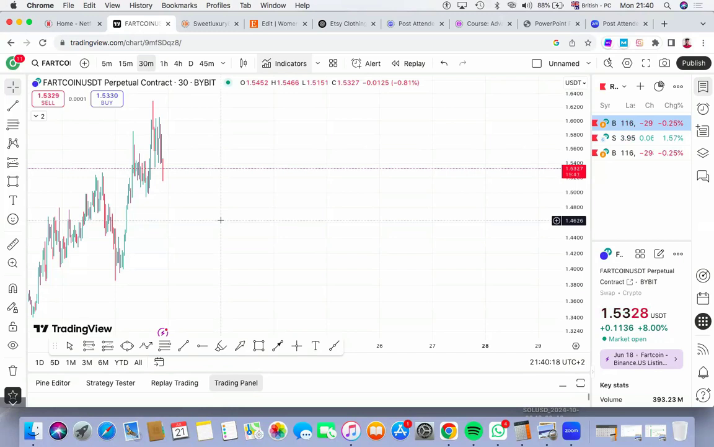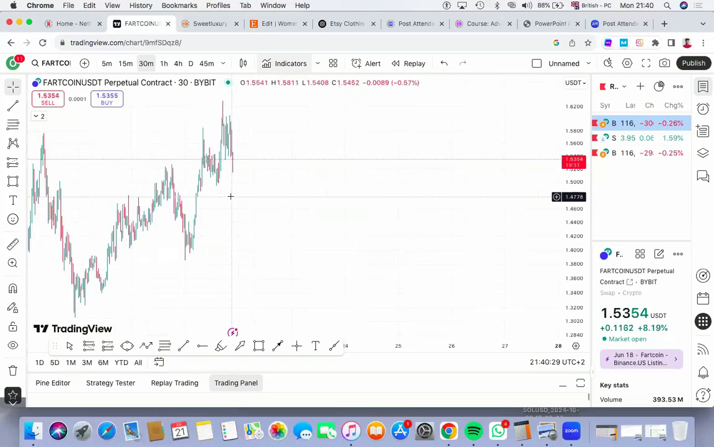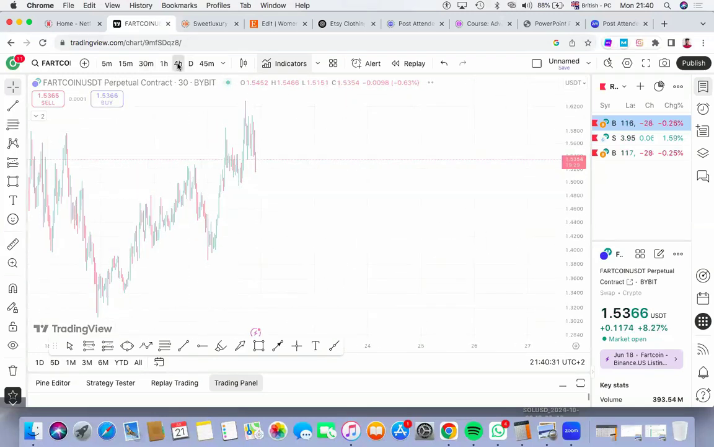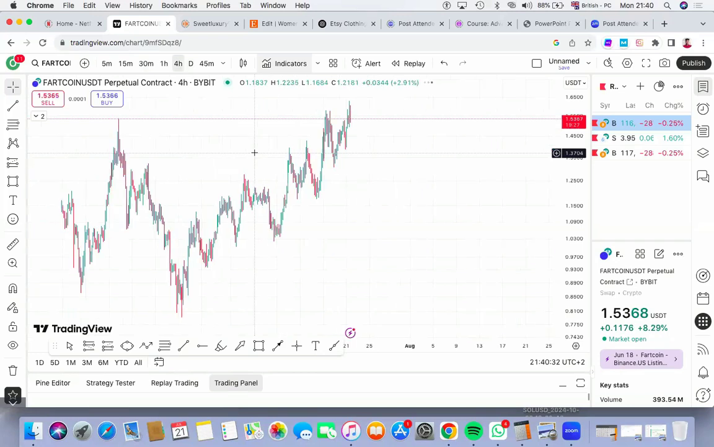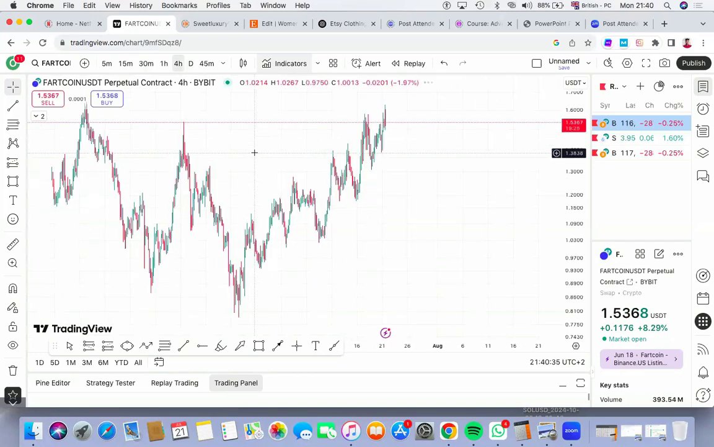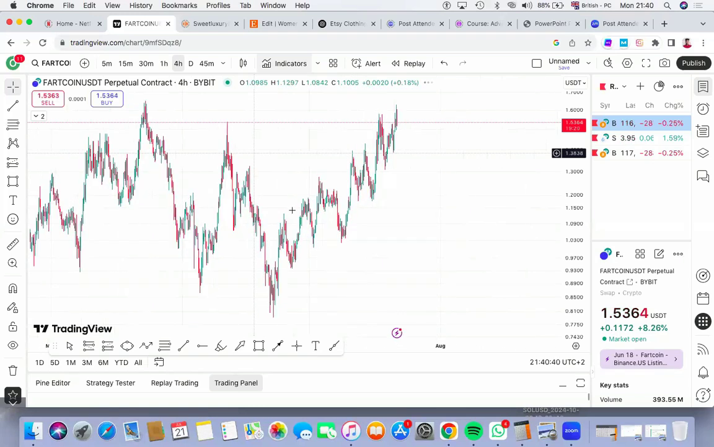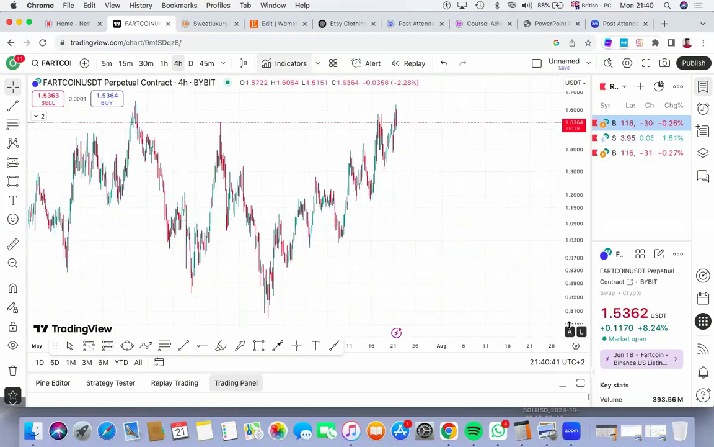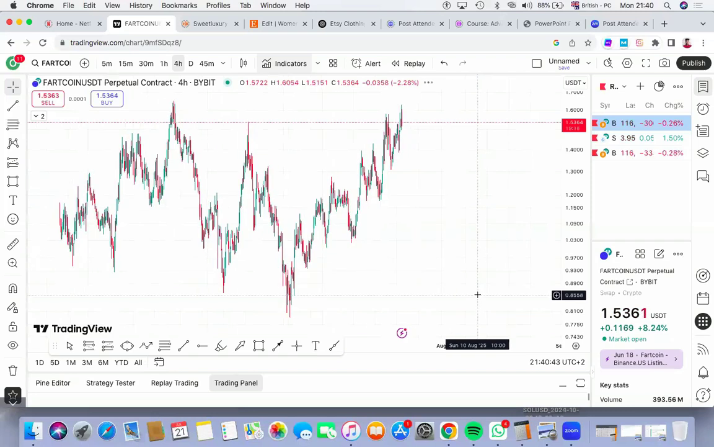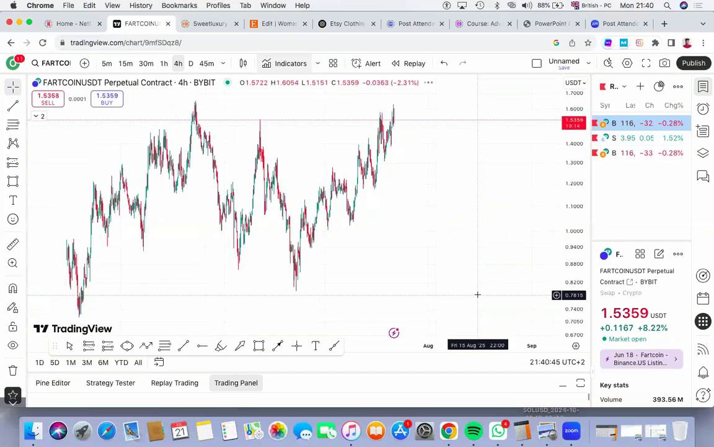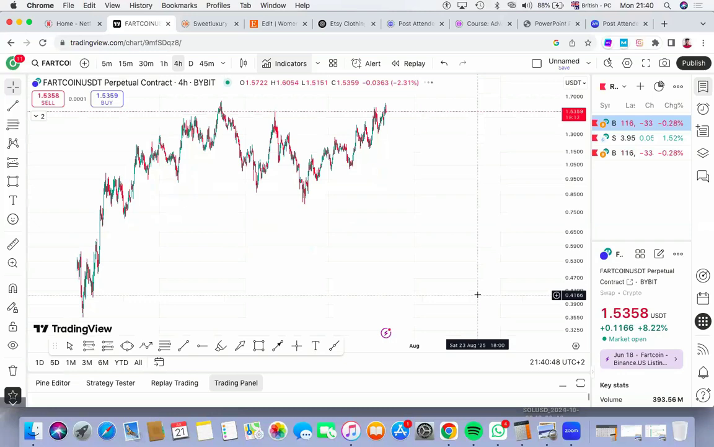To support your structure, you use 4 hours as the higher time frame. You could also use a daily time frame, but for me, 4 hours works really well. So I'll switch to my 4 hours on this coin. The next thing I'm expected to do is to draw my structure to know exactly what the market is doing. So I'll just zoom out.